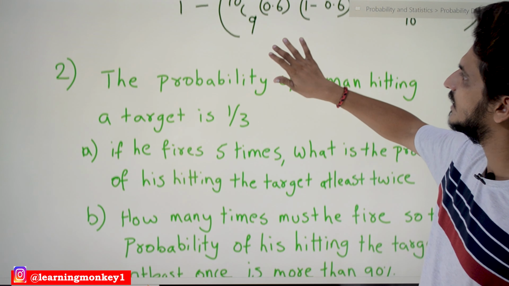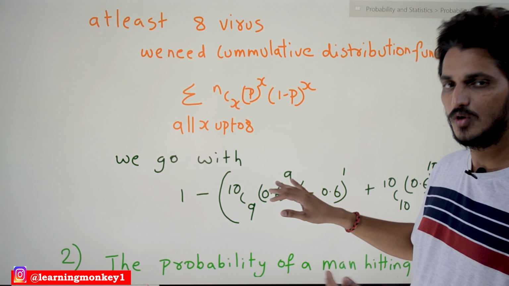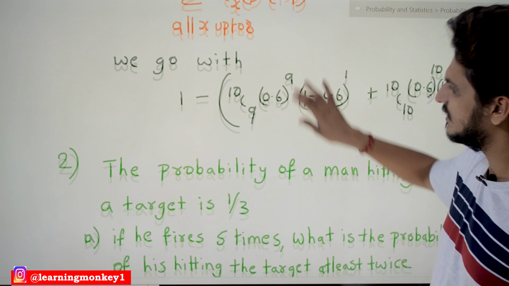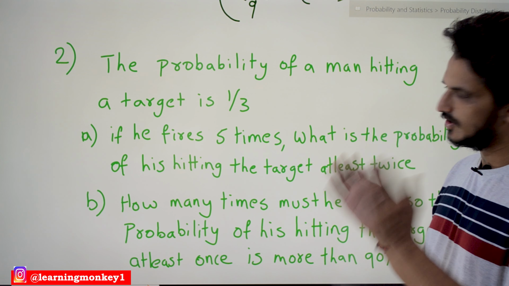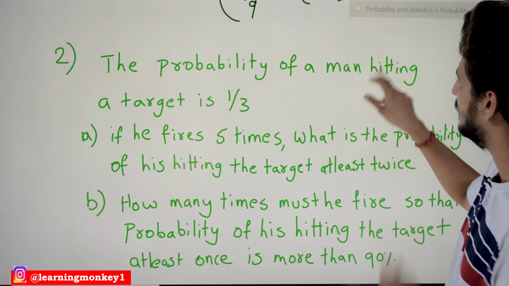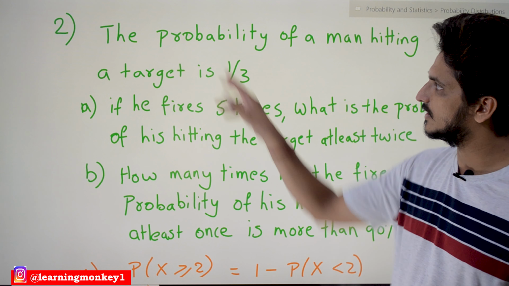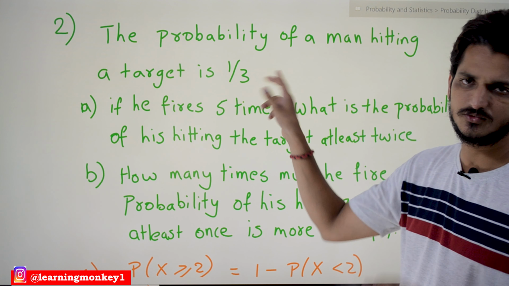Coming to the second question. Based on this, you have understood this example. We'll go a little bit fast for the second example because the concept is well known. That's why we are going fast. The probability of a man hitting a target is 1 by 3. It was given that the probability of a man hitting the target is 1 by 3.